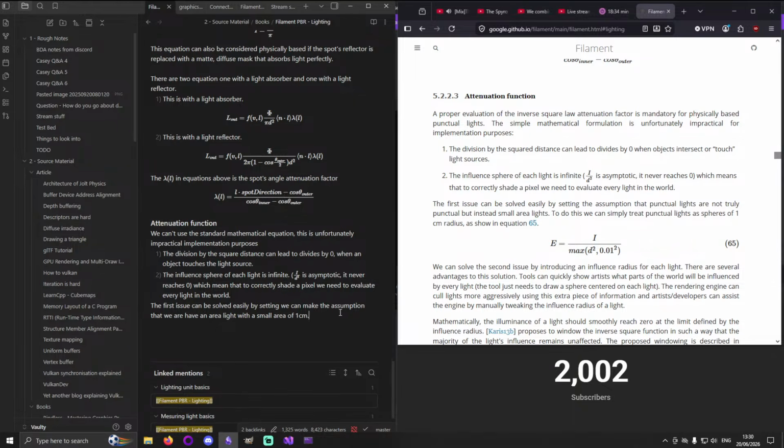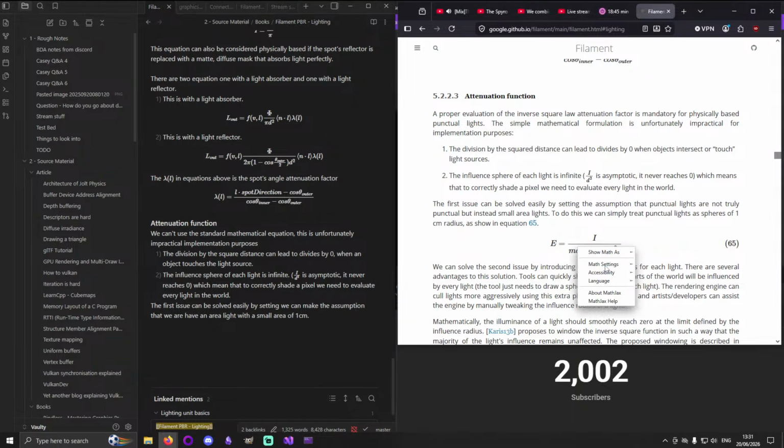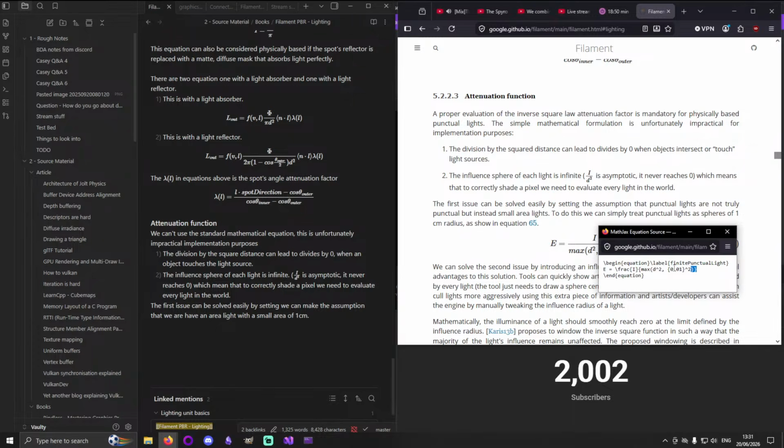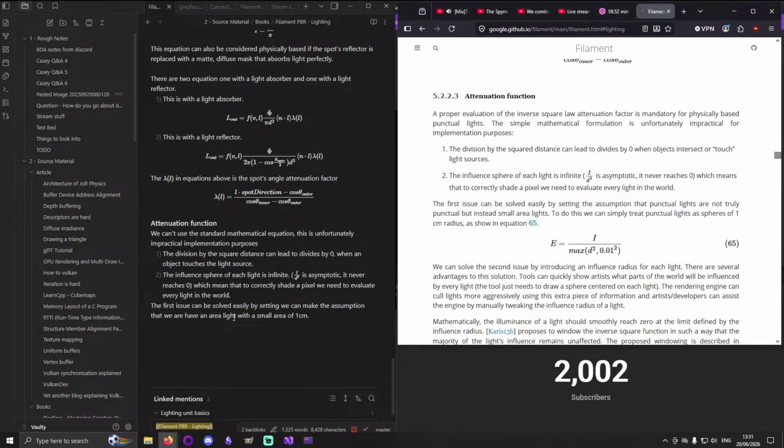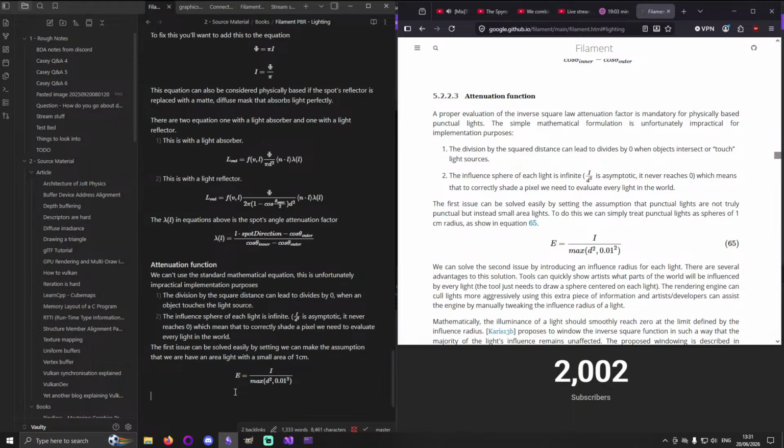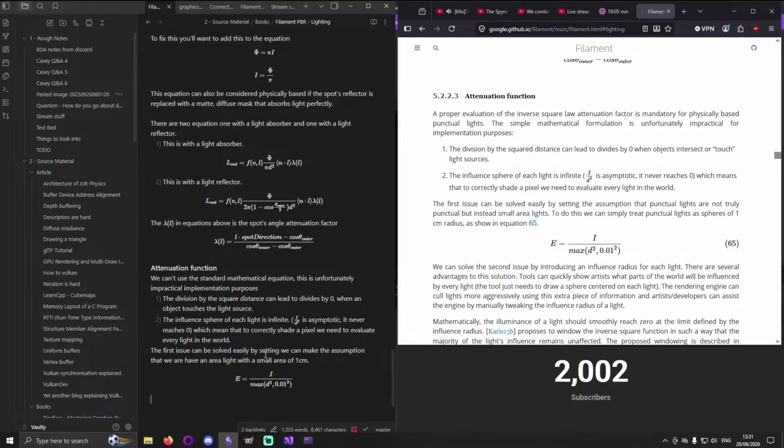I have faith. To do this, we treat the punctual light as a sphere of... Okay. So we just write this equation out. Yes, I'm going to take the LaTeX from this. Thank you very much. And we'll copy that out so we don't have to type it out ourselves, which is very convenient for us. Okay, so the E is lumens, I think. That is actually lumens. So that's the luminous factor, I think.